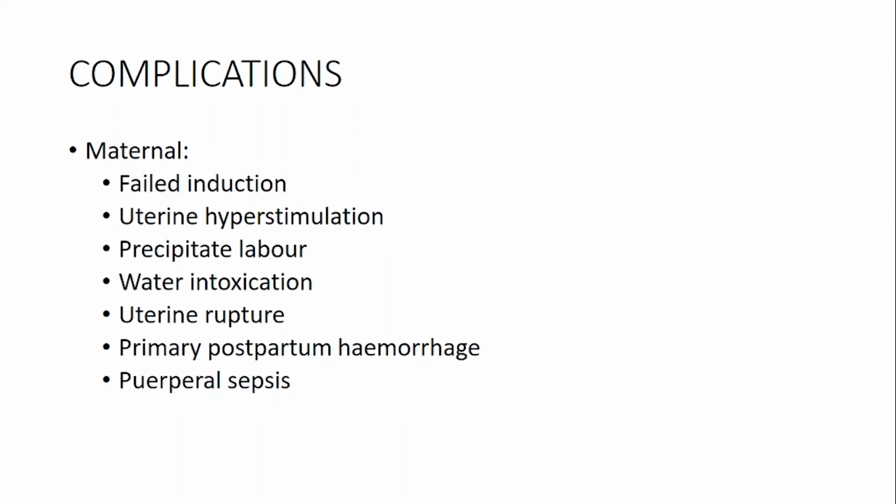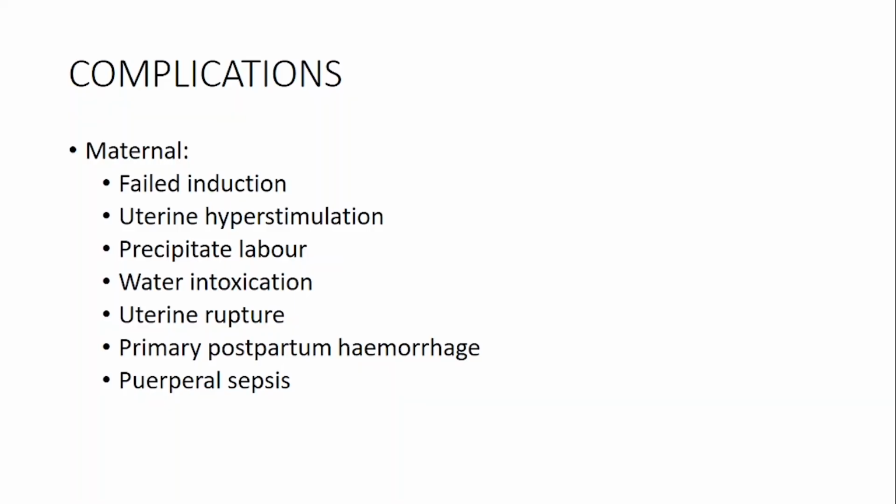There could be water intoxication, particularly if you are giving too much fluid. If monitoring is not adequate enough, then you can experience some water intoxication. Uterine hyperstimulation and precipitate labor can lead to uterine rupture, which is a major complication, particularly in a multipara. Again, you can have primary postpartum hemorrhage complicating induction of labor, and puerperal sepsis. As I explained, when you insert the laminaria tent, the osmotic dilators or catheters, you can introduce infection that can lead to chorioamnionitis or puerperal sepsis or neonatal sepsis later on.